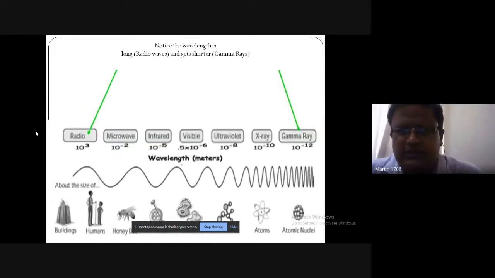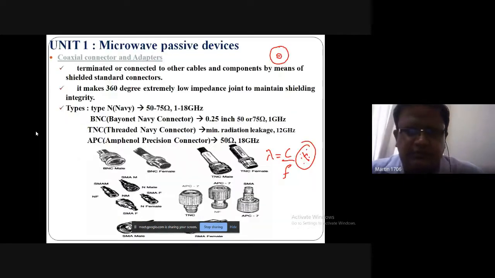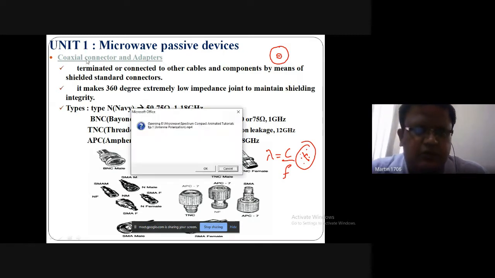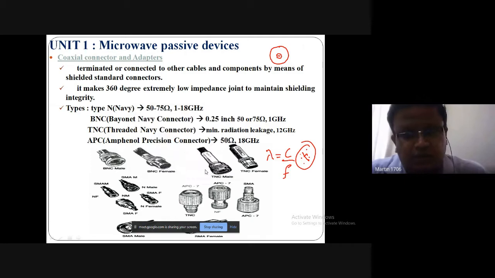In the last class we have seen the spectrum and the coaxial cable connector. We have seen what the connector models are and what the basic model types are. I will just show how we use them in real life.